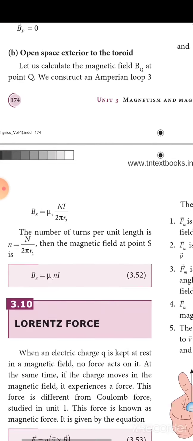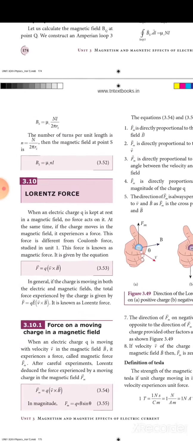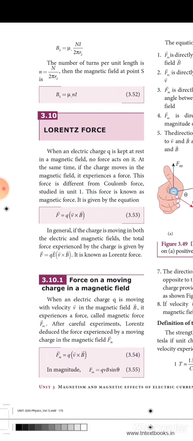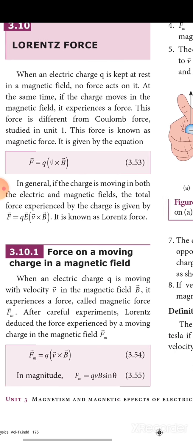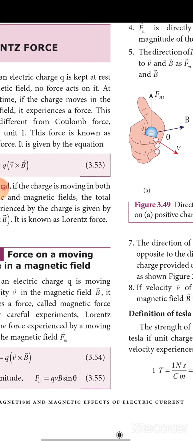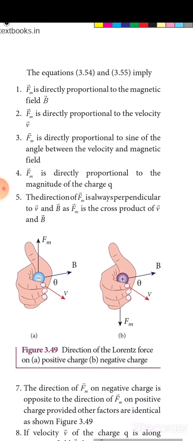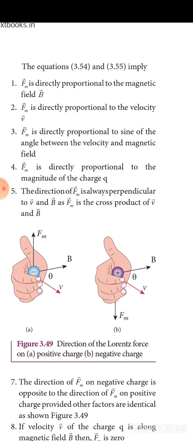And then toroid: find the magnetic induction of the toroid. And Lorentz force: Lorentz force is asked in 3-mark questions. Lorentz force is F vector equals q into v vector cross B vector. It may be asked to explain the properties of the magnetic Lorentz force.